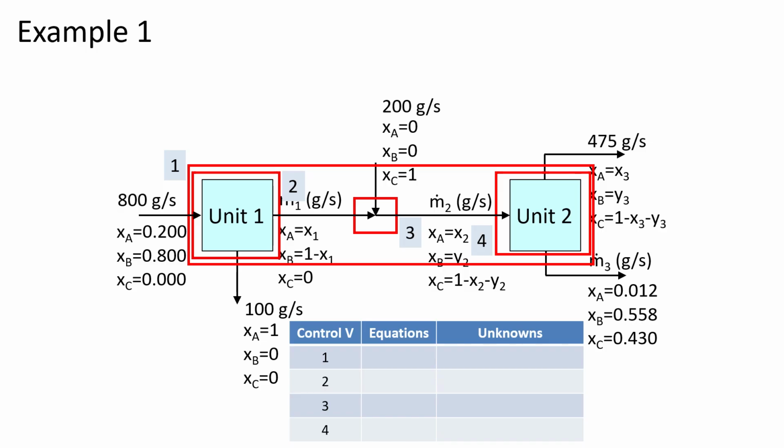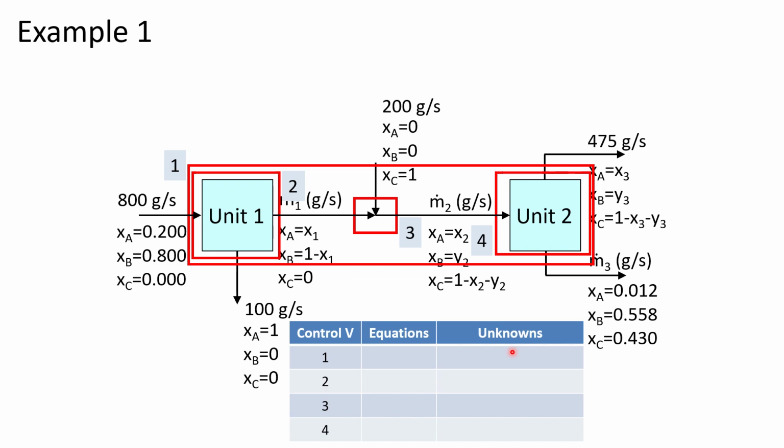What I'd like for you to do at this time is to count the number of equations for each of the control volumes, that determine the number of equations you can write for each of the control volumes, 1, 2, 3, and 4, and then list the number of unknowns that are associated with each of those control volumes, 1, 2, 3, and 4, and then compare the two to see if the number of equations that you can write is equal to the number of unknowns.